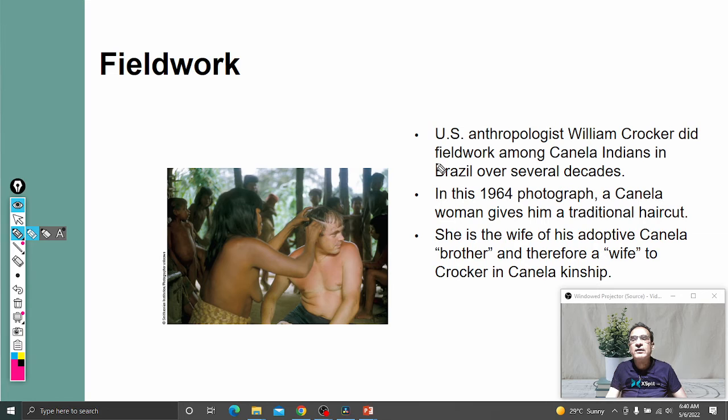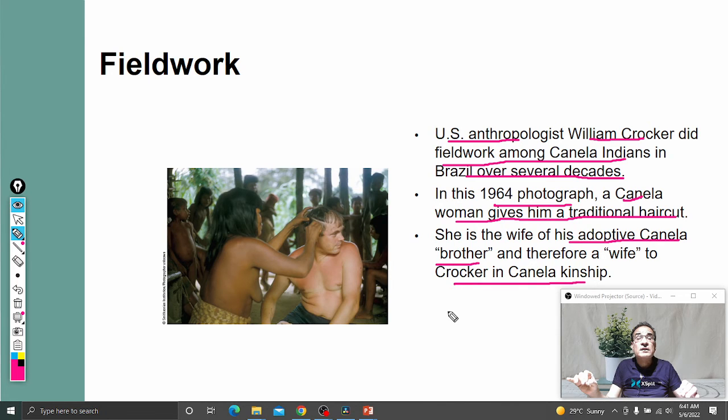Now I would like to share one example. USA anthropologist William Crocker did fieldwork among the Canela Indians in Brazil over several decades. In this 1960 photograph, a Canela woman gave him a traditional haircut. She is the wife of his adoptive Canela brother and therefore wife to Crocker in Canela kinship. So this is called fieldwork, in which you get information about a different culture.